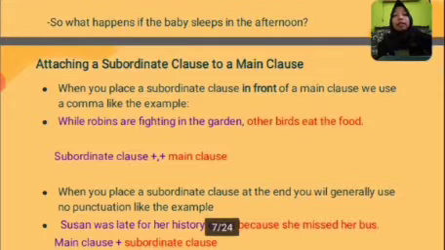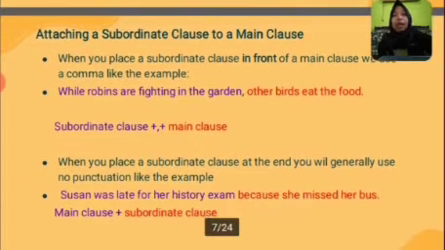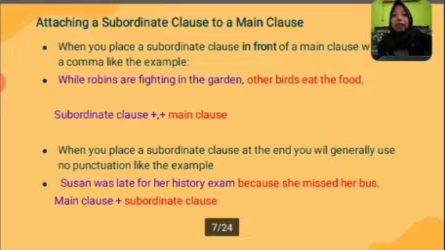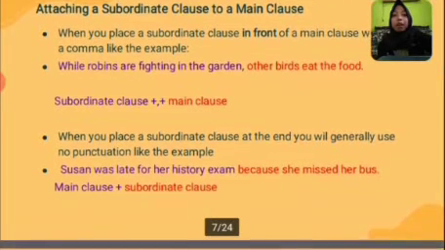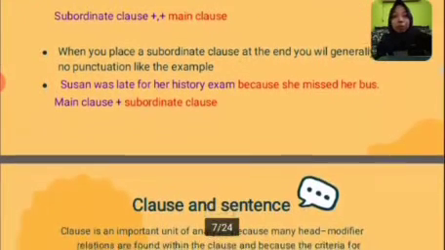Then when you place a subordinate clause at the end, you will generally use no punctuation, like the example: "Susan was late for her history exam because she missed her bus." The structure is main clause, subordinate clause. There is no punctuation. Okay, that's my explanation.